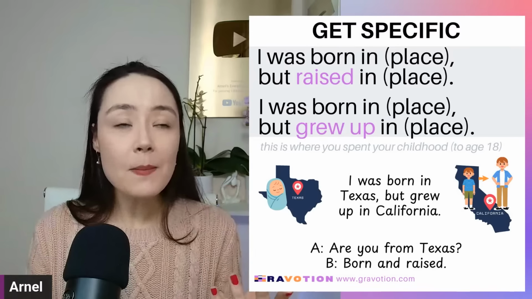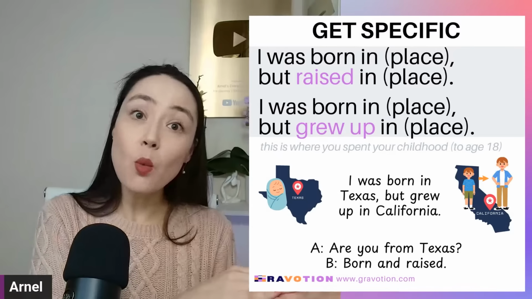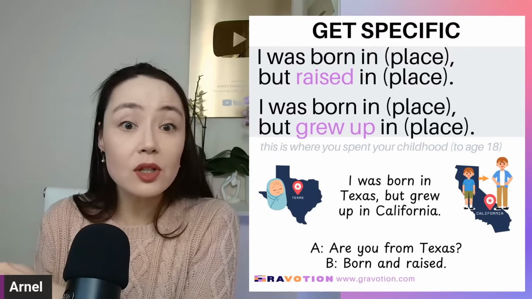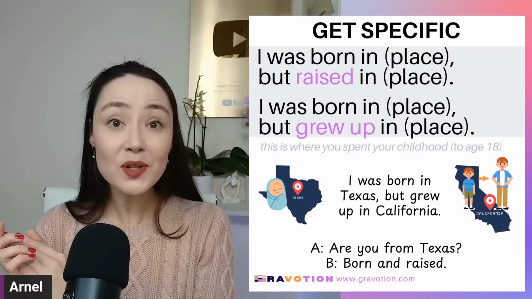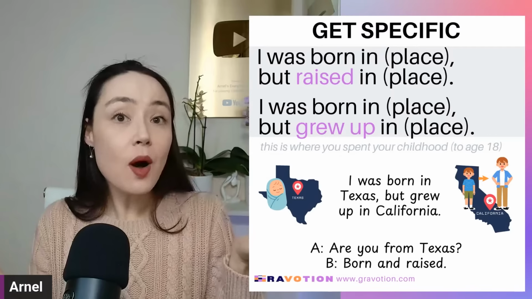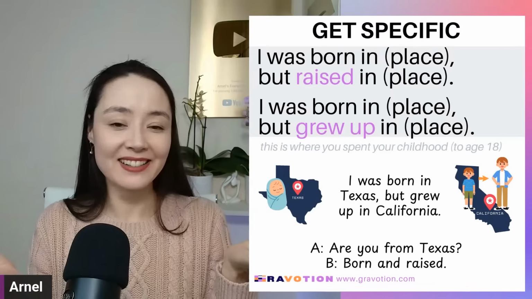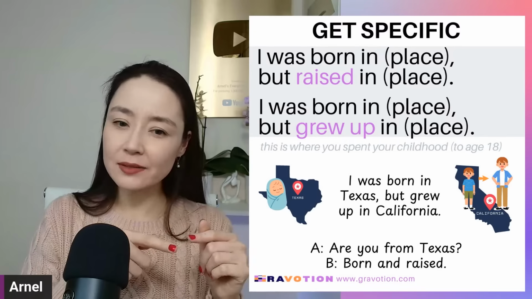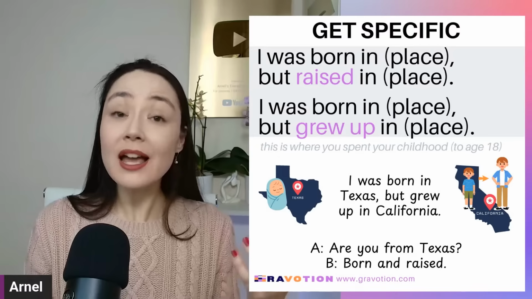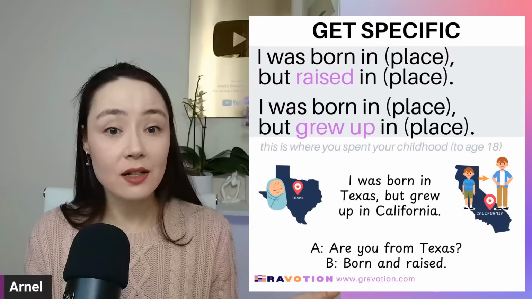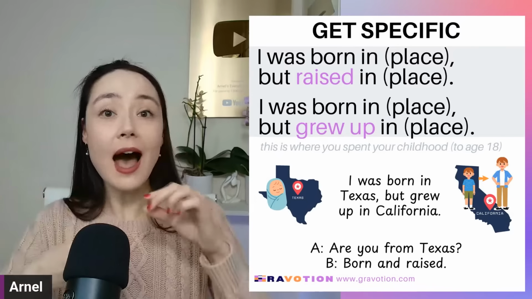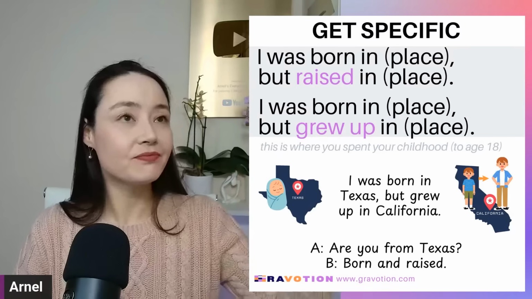This is really common, especially if you were born in one location, but your parents moved, and then you lived in another location. First example, I was born in Texas, but grew up in California. Are you from Texas? Born and raised. This means, yeah, I was born there and raised there. So you could say, I was born and raised in Paris. I was born and raised in Berlin.